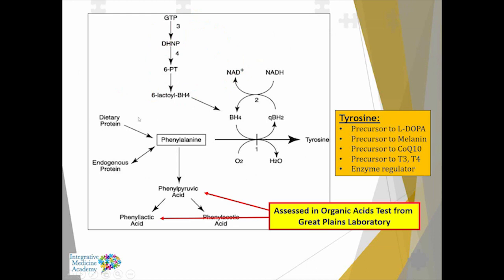If you follow this out, we get a lot of phenylalanine from dietary protein. It can be taken as a supplement. And we need to be able to convert phenylalanine to tyrosine properly through the actions of BH4. So our body needs to be making BH4 in order for that to happen. Tyrosine is a precursor to L-DOPA, which is a precursor to dopamine. It turns out that tyrosine is also a precursor to melanin, for pigment in the skin. It's a precursor to CoQ10, which is active in the mitochondria. It's a precursor to thyroid hormone, and it has other enzyme effects as well.